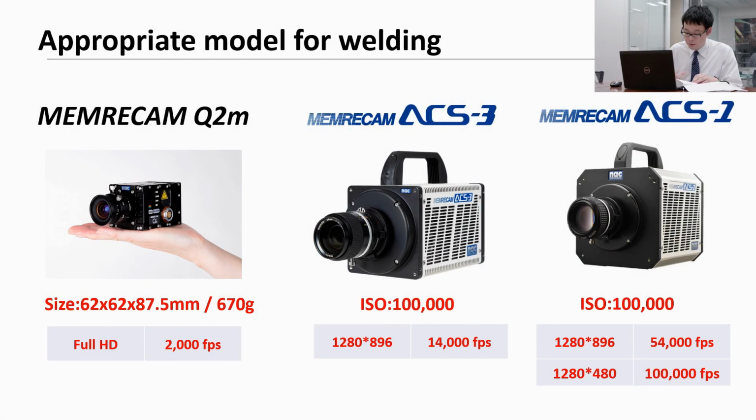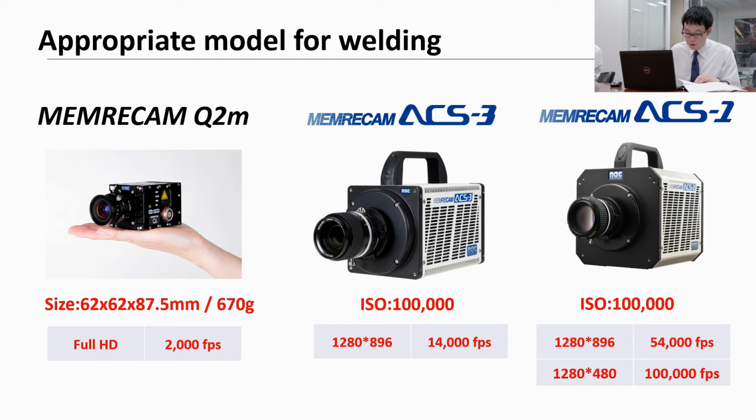Finally, we would like to review the latest Arc camera model like Q2M and ACS series, because this model is very appropriate model for welding application. Q2M can shoot at full resolution of Full HD at 2000 frames per second. The size of this camera is same as palm of hand. The weight is 670 grams. And you can put Q2M with laser head. You can shoot the behavior of welding with movement of laser head.